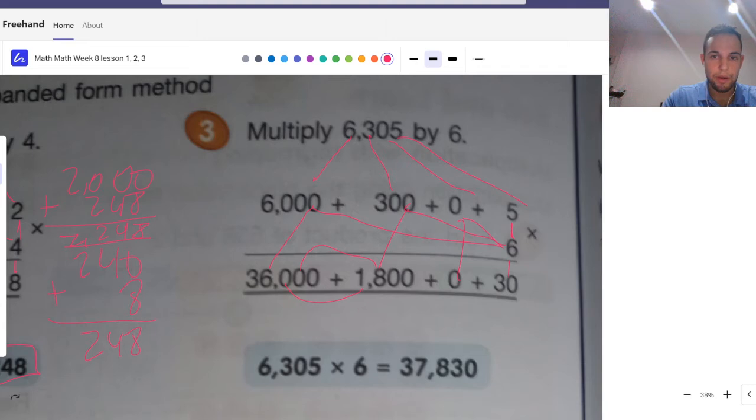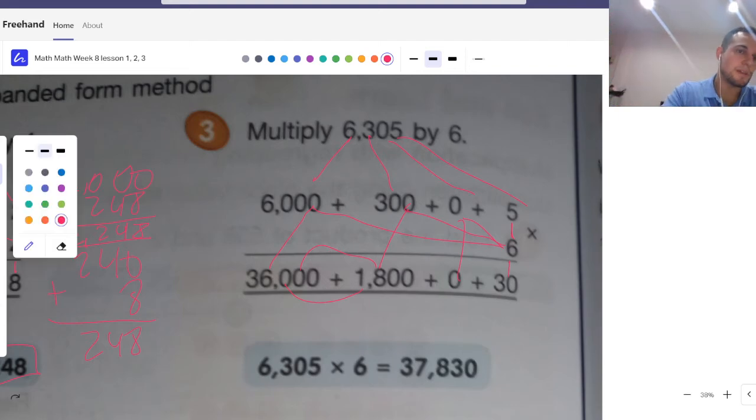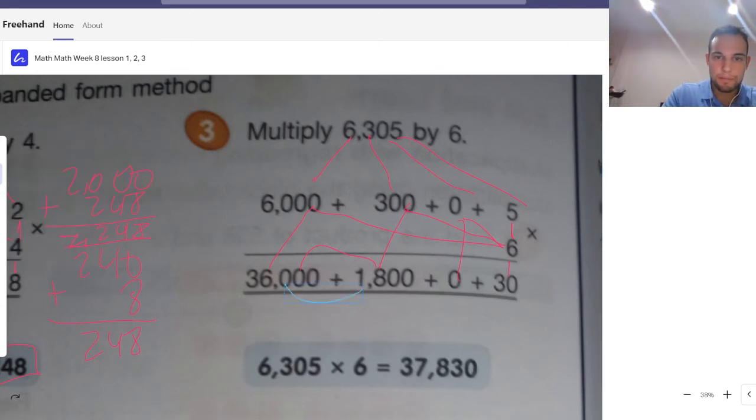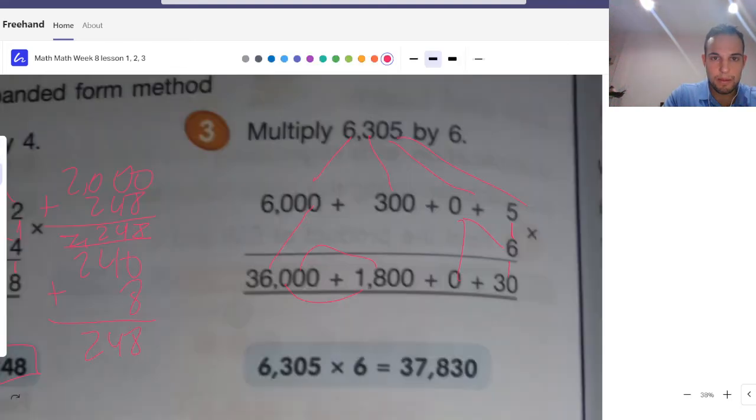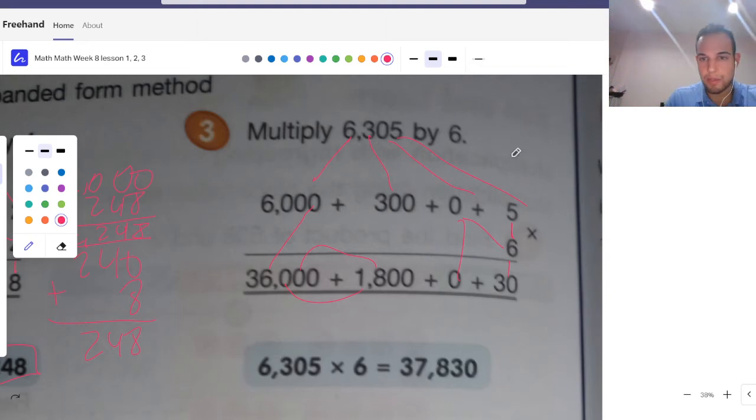Okay. So that's wrong. See what I did there? I put the thousands in the hundreds place. So don't make that mistake. Okay? All right. There you go. All right. Well, let's write this down again, okay?